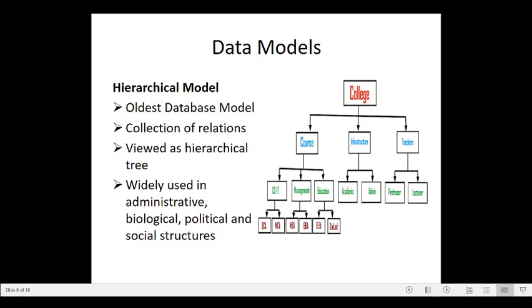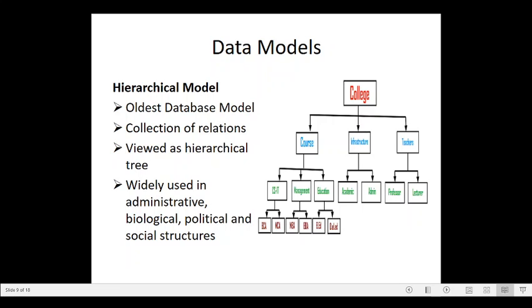In this model, files are arranged in a top-down structure that resembles a tree. The hierarchical database model mandates that each child has only one parent, whereas each parent record can have one or more children. This looks like our organization structure. You can see on the picture, we have college at the top. Under that we have course, infrastructure, teacher, where you can see parent and children.